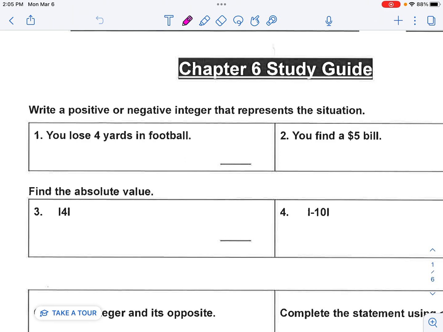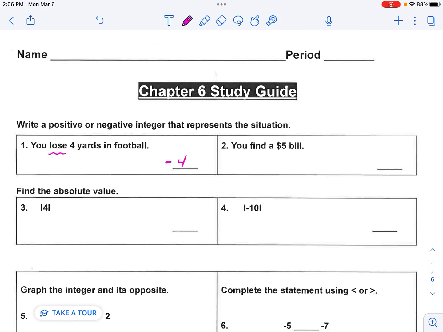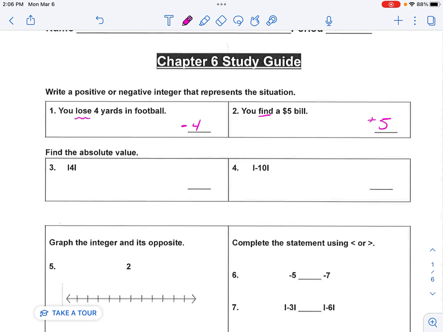The first two, we are going to write a positive or negative integer that represents the situation. If we lose 4 yards in football, the integer that would represent that would be a -4. And if you find a $5 bill, that would be a +5.